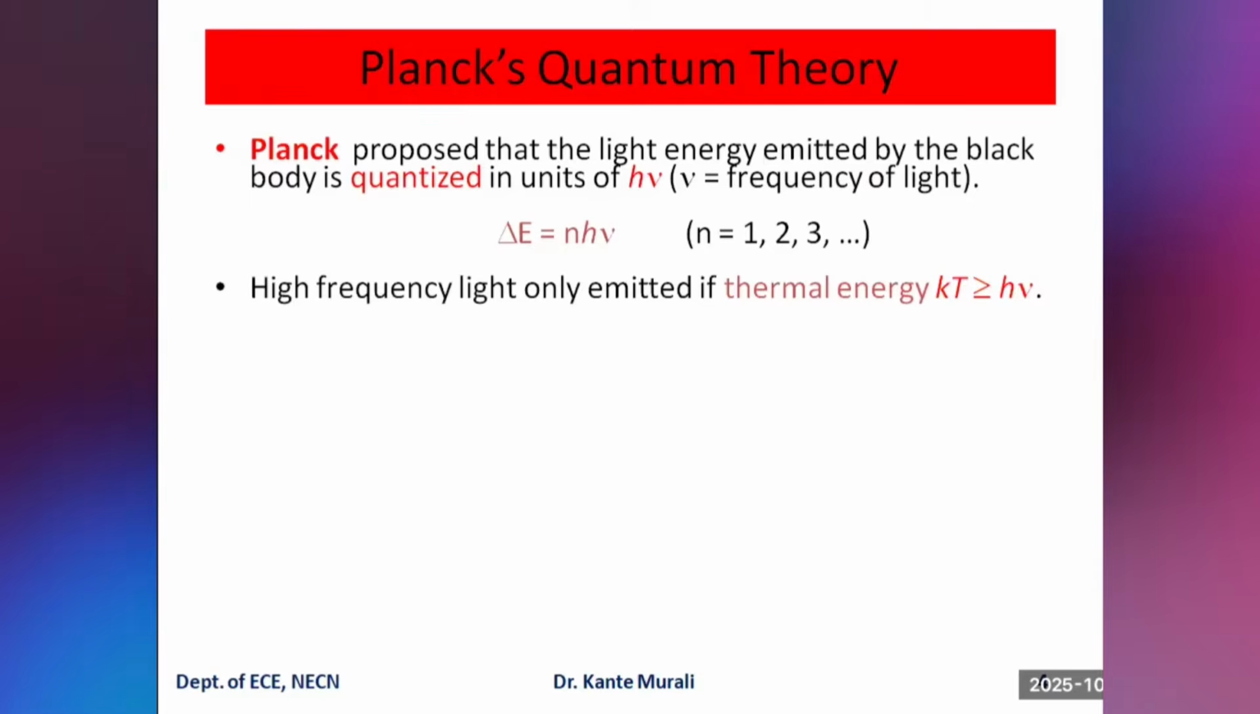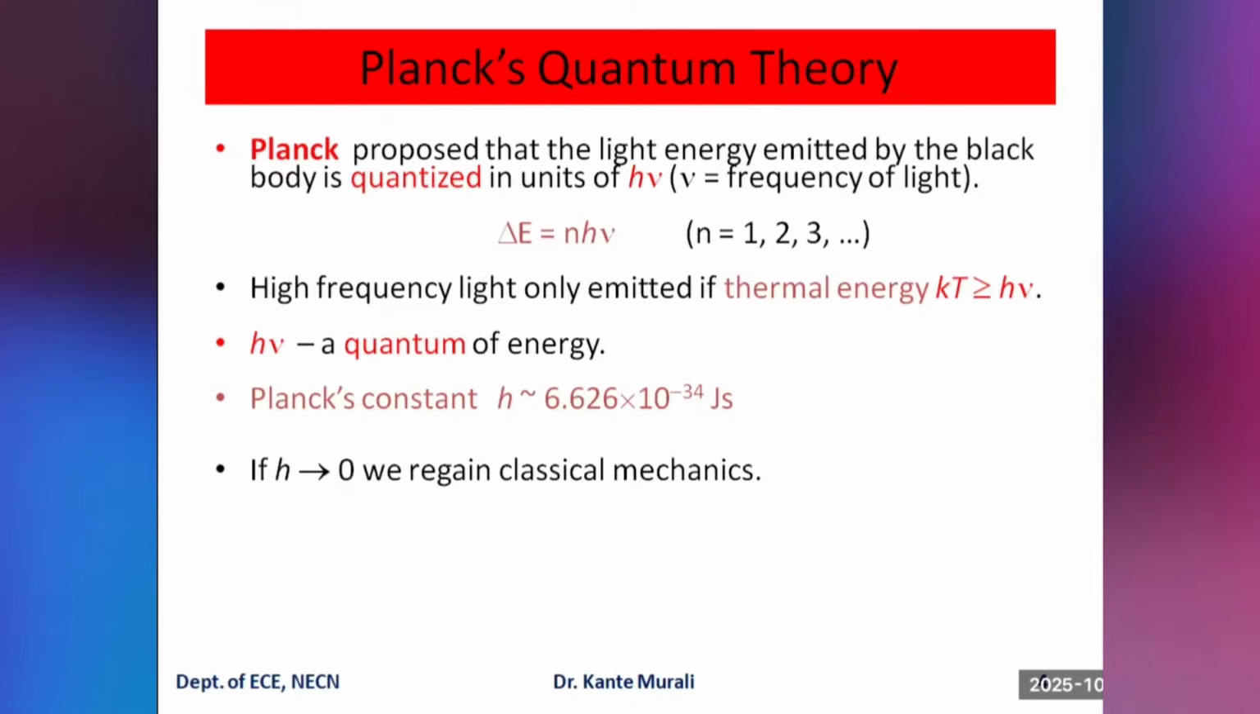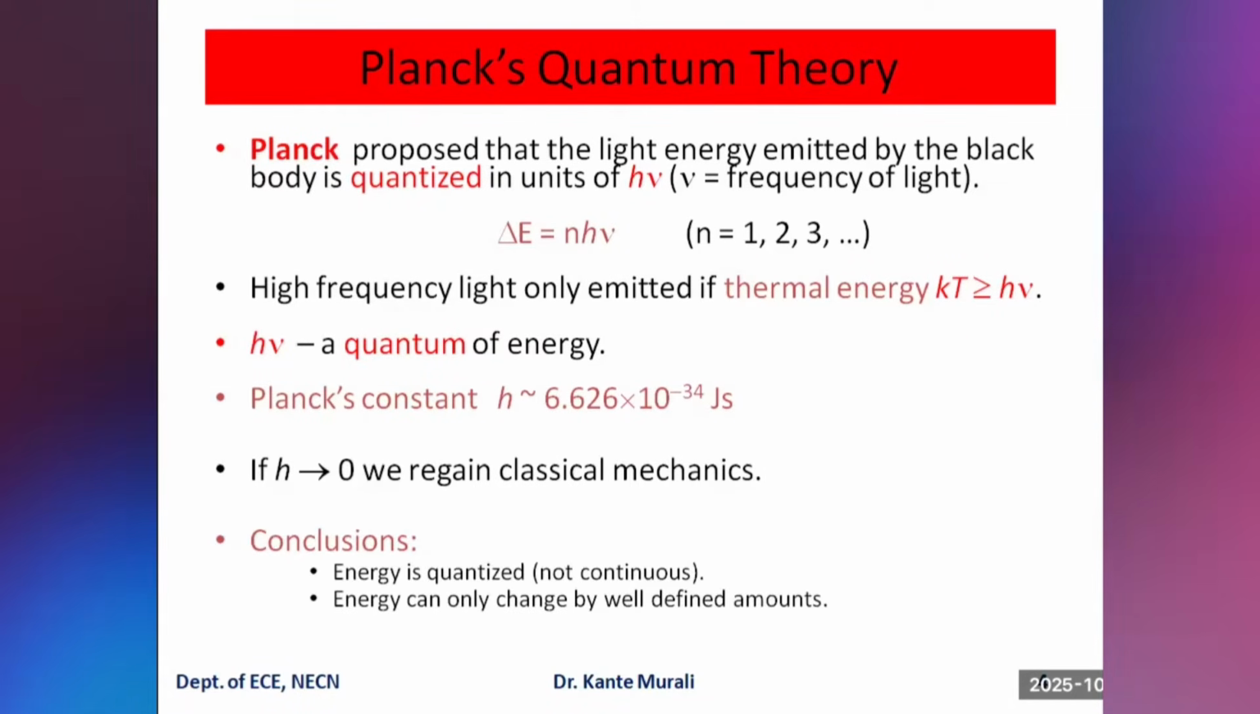Whereas, according to Planck's quantum theory, energy is emitted or absorbed in discrete packets called quanta. Each quantum has energy E equal to h nu, where h is Planck's constant. However, if you put h equal to 0, we regain classical mechanics. Think of it like a staircase where you can only stand on specific steps, not between them. Similarly, electrons in atoms can only occupy certain energy levels, not in-between spaces.